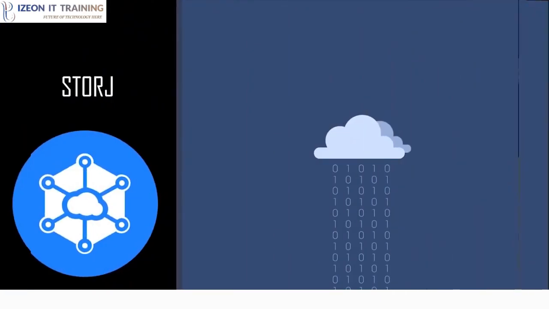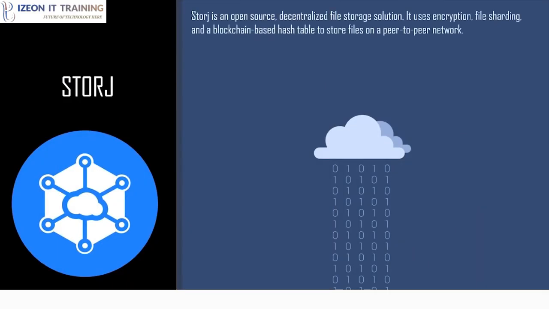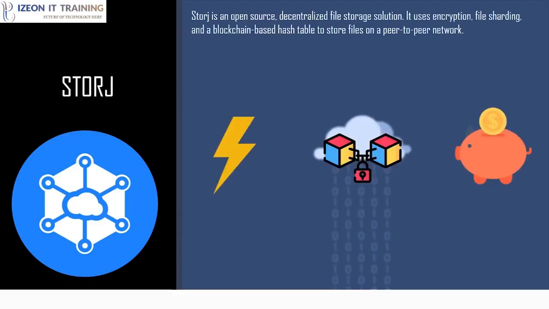Up next on our list of blockchain applications is Storj. So Storj is an open source decentralized file storage solution. It uses encryption, file sharding, and a blockchain-based hash table to store files on a peer-to-peer network. The goal is to make cloud storage faster, cheaper, and private.